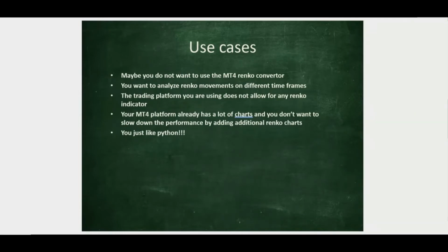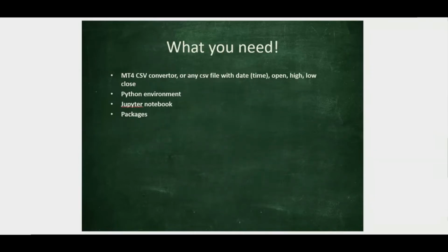Quickly, let's run through the use cases. You might find the script to be useful, especially if you don't want to use any of the MT4 Renko converters. You may want to analyze the Renko charts on different time frames and maybe test out different Renko box sizes without these causing additional load on your MT4 platform. Your trading platform essentially does not allow you to create a customized indicator that would render the Renko charts. Now, although we talk about the MT4 data, essentially all you need is just a CSV file format, and that's about it. And last but not the least, you just like Python and you want to make use of the power of Python rather than stick to your standard trading terminals.